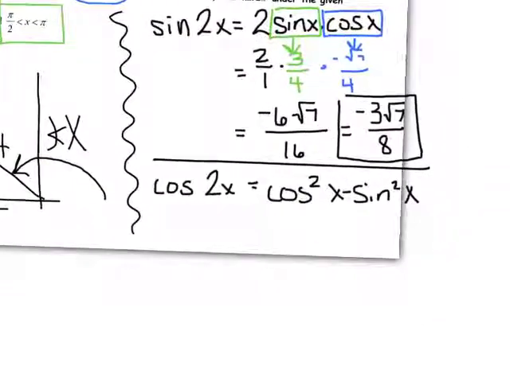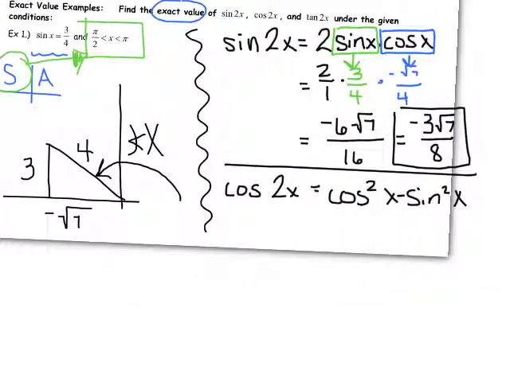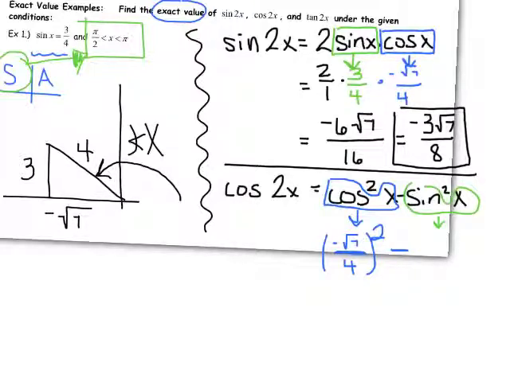So coming back to this. So cosine of x. I'm not doing the squared part. I'm just saying cosine of x is equal to negative root 7 over 4. And I'm going to take that answer and then I'm going to square it. So that's what cosine squared x means. Minus, so sine of x is equal to 3 over 4. And I'm going to take whatever that is and I'm going to square it.